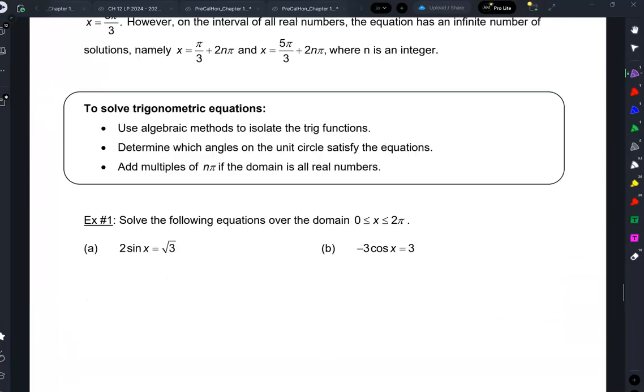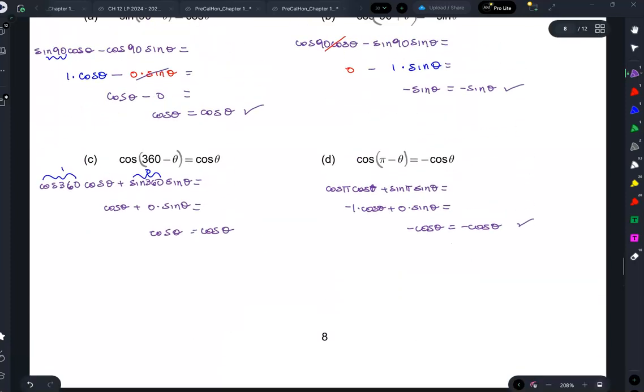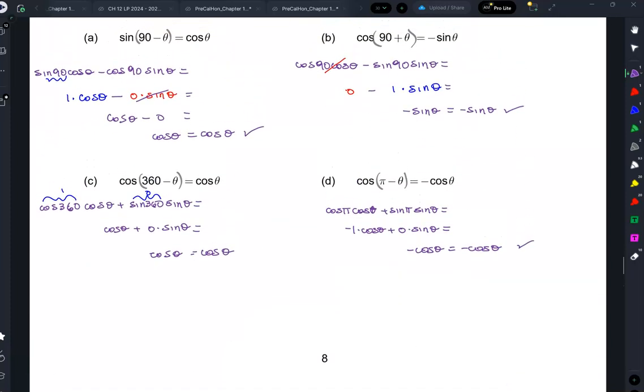Sine of pi, 0. Cosine of pi. Wait, did you say sine of pi or cosine? So sine of pi is 0 because pi is here and the y value there is 0.